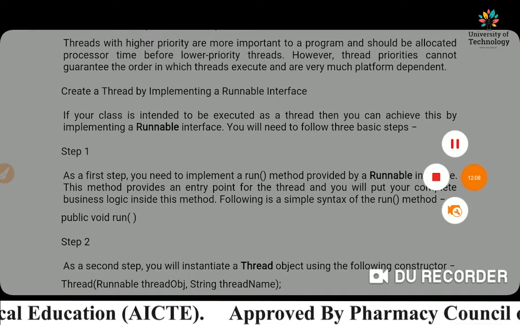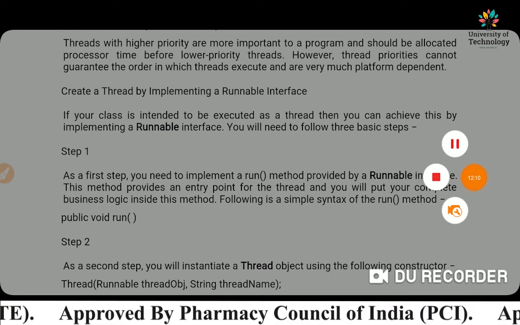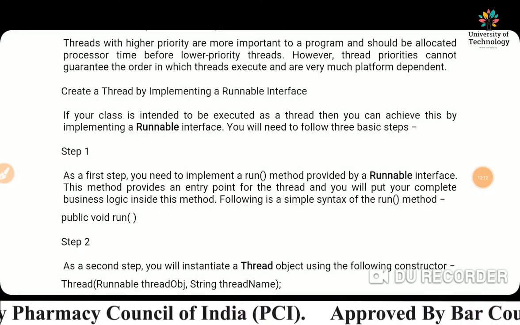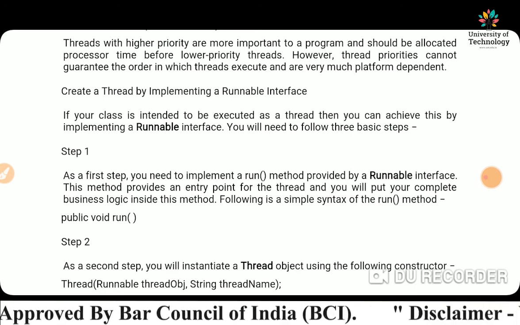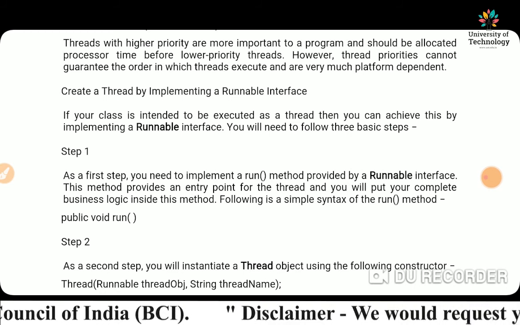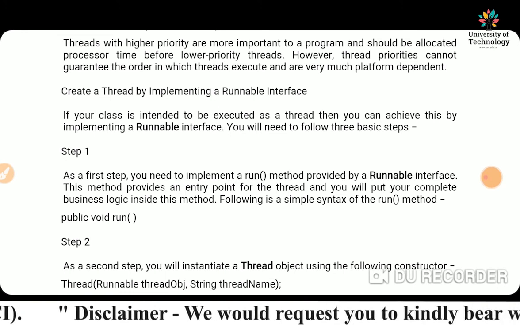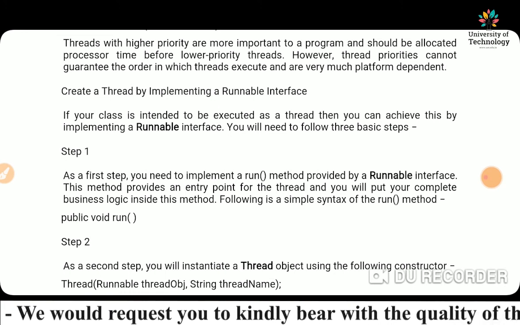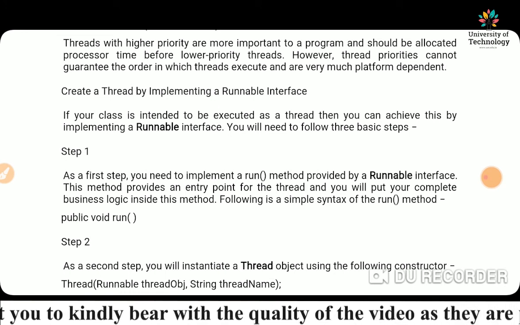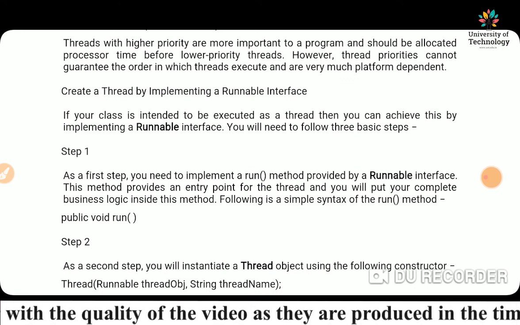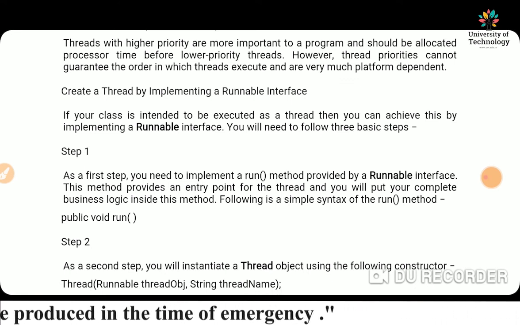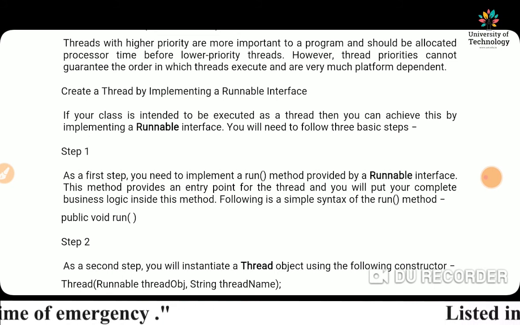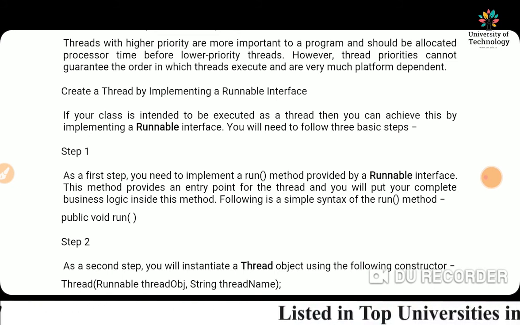So friends, first of all, we have declared the class. Suppose class A extends Thread. Next we have to implement the run method. The run method has been inherited by the class, and we have to override this method in order to implement the code to be executed by our thread. This is the basic implementation of the run method. It will be like public void run.